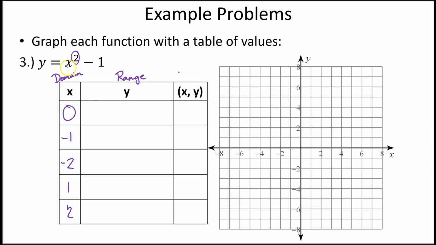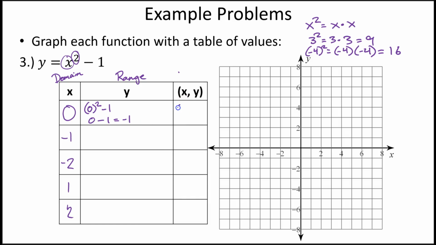Okay, so I'm going to go ahead and plug that into x. Again, using parentheses, 0 squared minus 1. Now remember, when we're squaring something, x squared is the same as x times x. 3 squared is the same as 3 times 3, which is 9. Negative 4 squared is the same as negative 4 times negative 4, which is positive 16. So 0 squared is the same as 0 times 0, which is 0. Minus 1 is negative 1. So my coordinate pair is 0, negative 1.